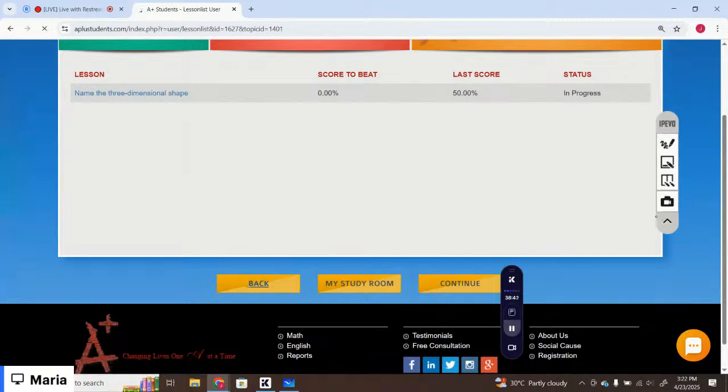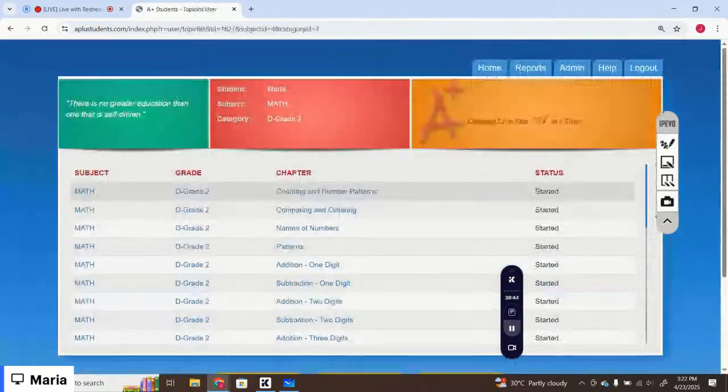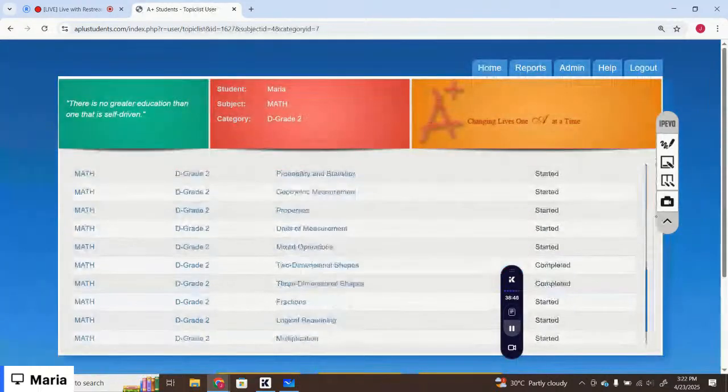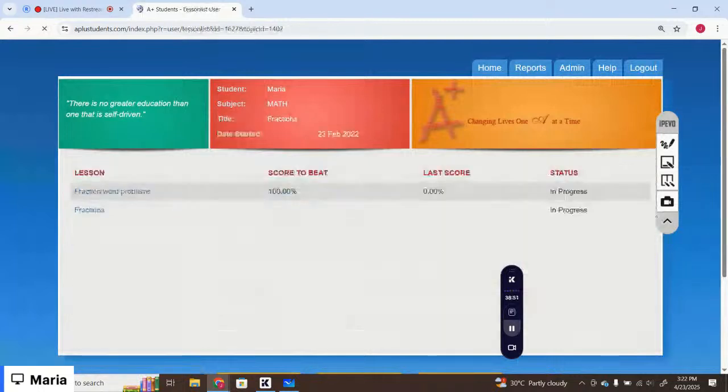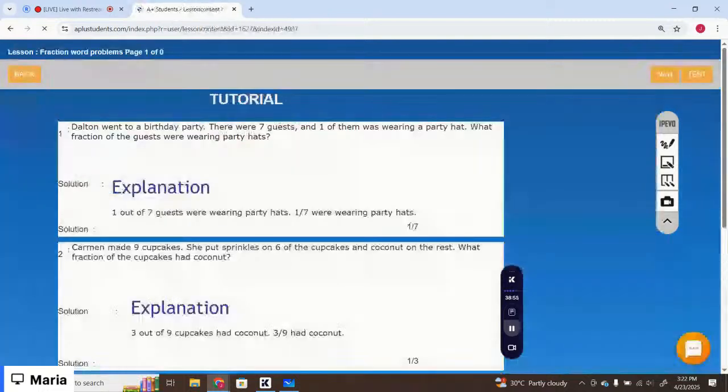The next lesson is fractions. We're going to start with fractions, word problems. Let's start with the lesson. Dalton went to two birthday parties. There were seven guests, and one of them was wearing a party hat. What fraction of the guests were wearing party hats? So the total guests are seven.